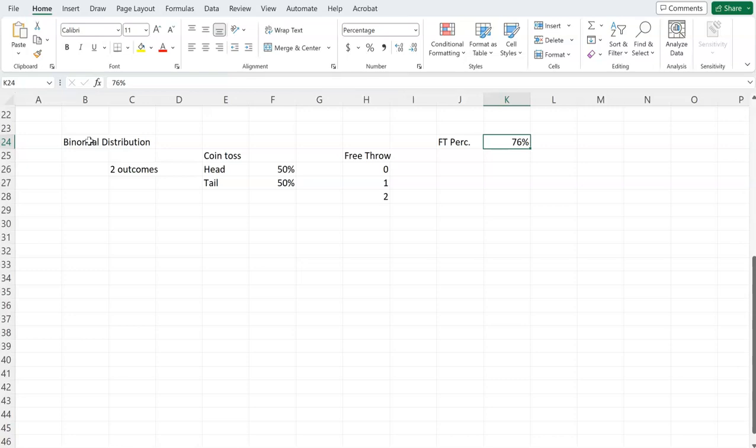So if the person took 100 free throws previously, that person made 76 of the free throws and missed 24 of them. But now they're standing in line to take 2 more free throws. What is the probability they'll score 0 or 1 or 2 free throws? This is what binomial distribution helps us to find.